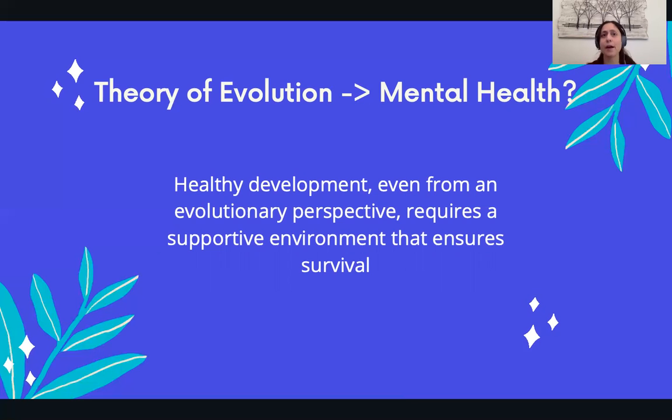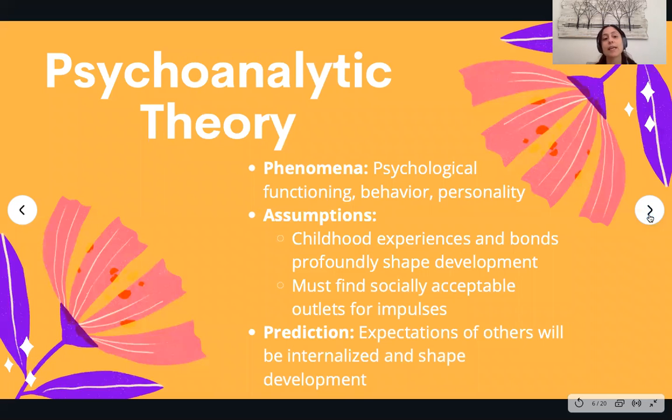Okay, so there you go, a little bit about how evolution matters for mental health. Switching gears a little bit to psychoanalytic theory. This one you may already be familiar with from your counseling theories class, but here's a little refresher. So the phenomena being explained by this theory is psychological functioning, behavior, and personality development. And psychoanalytic theories basically are assuming or emphasizing the importance of emotion, unconscious mental processes, the symbolic meaning of behavior, and the enduring effects of early experience on later development.